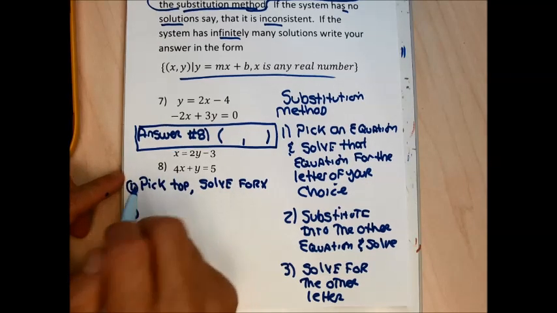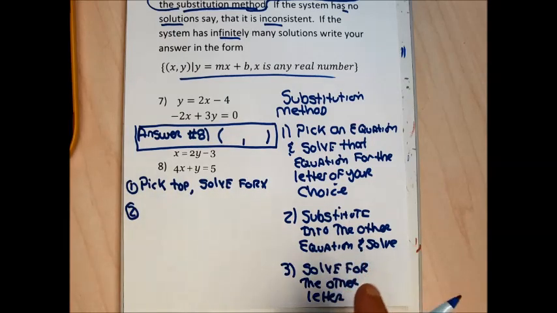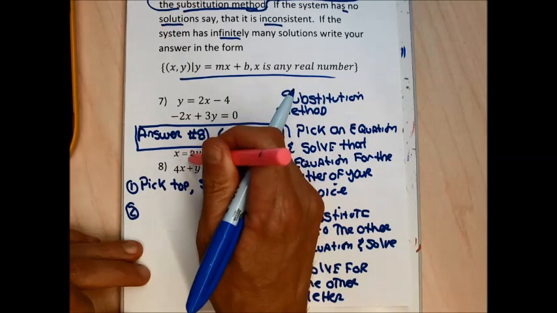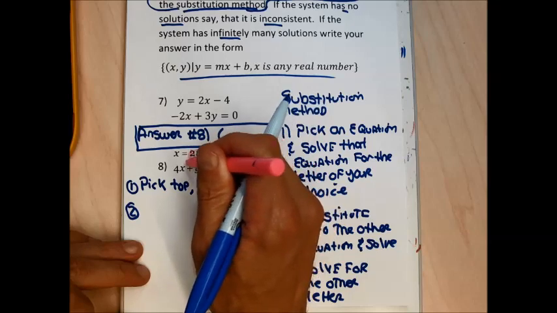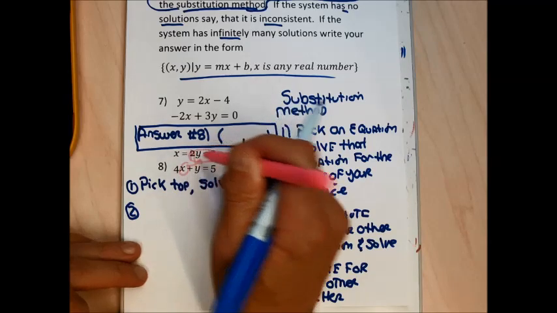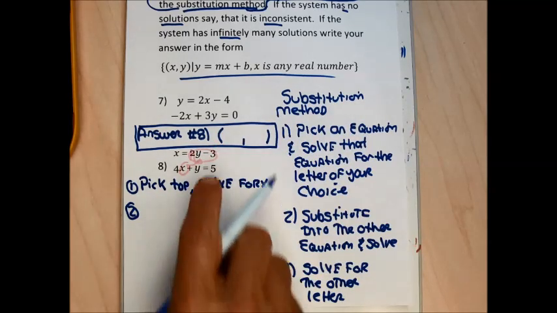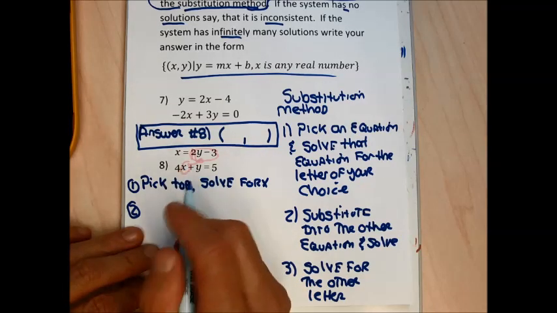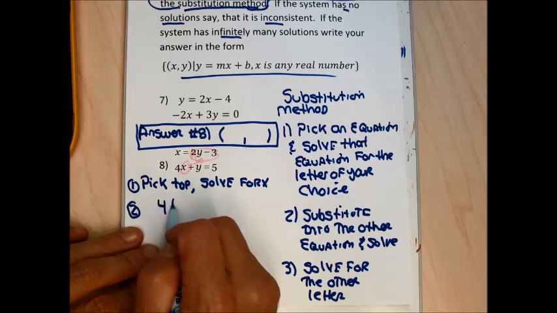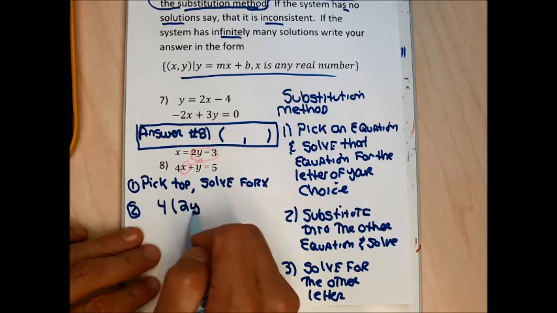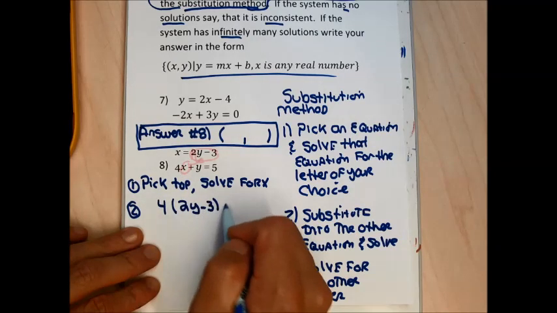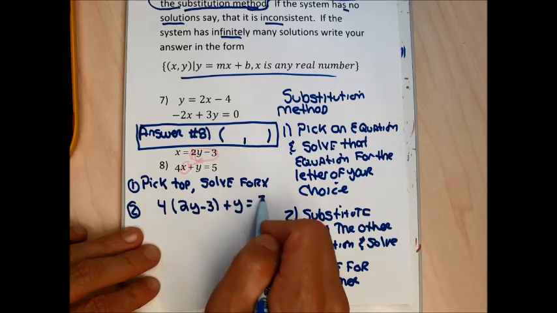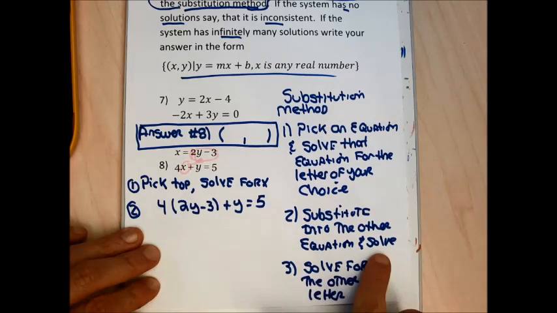My second step is to substitute into the other equation. So what I'm going to do is change the x in the bottom equation to 2y minus 3. So I'm substituting what x is equal to into the other equation. The other equation is the bottom equation. When I substitute, I need parentheses. So I'm going to make this 4 times (2y minus 3) plus y equals 5 and solve.